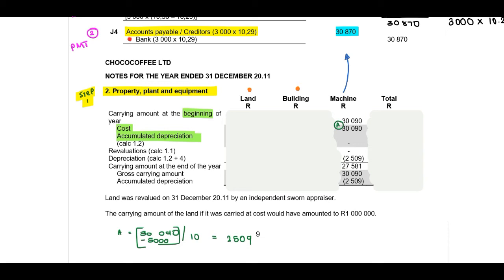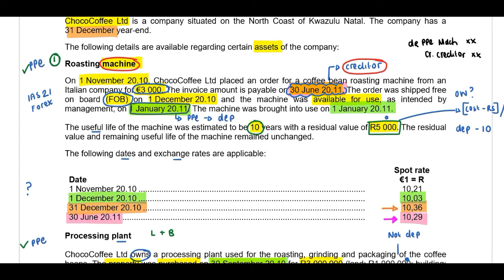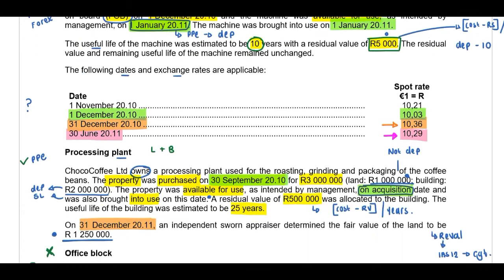Easy marks because we were able to provide the details from part 1. Now, if your part 1 were incorrect, guys, you would still have received marks for the amount. Therefore, this is your easy marks. Okay. Now, next asset. Let's tick off our roasting machine, our processing plant.